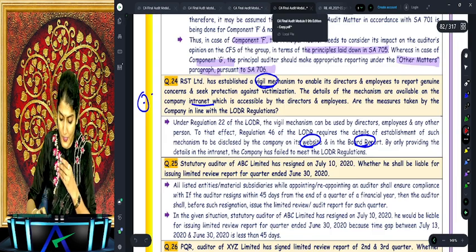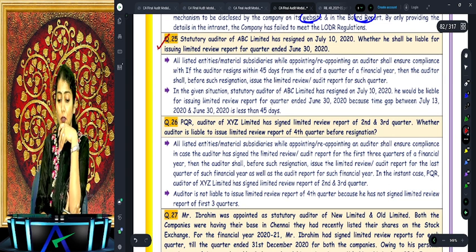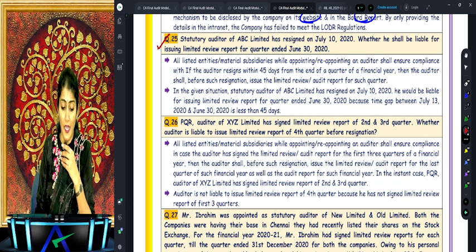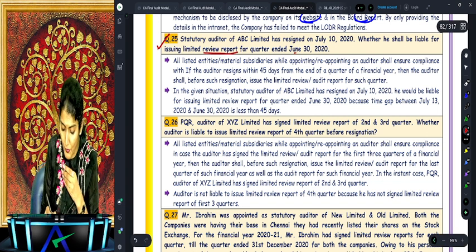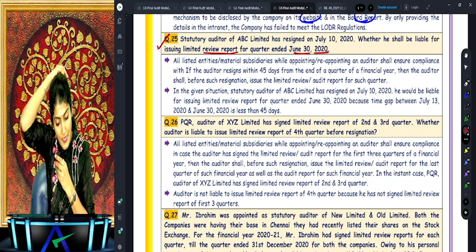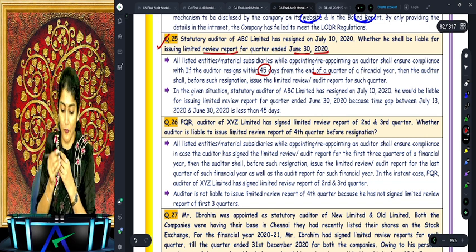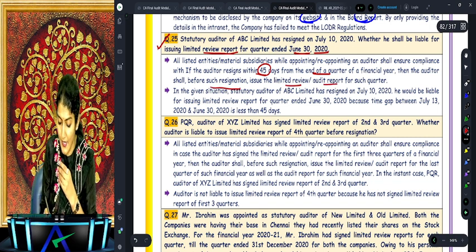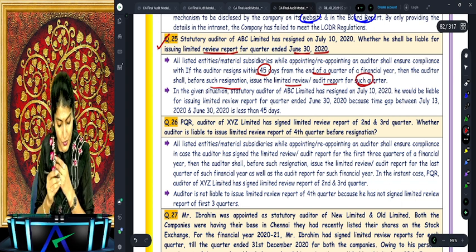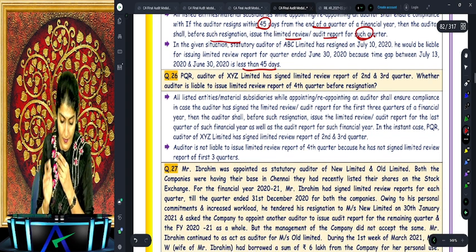So we have a question over here. Statutory auditor of ABC Limited has resigned on 10th of July. Whether he shall be liable for issuing the limited review report for the June quarter? Whether he will be liable? Yes, because he has resigned within 45 days from the end of the quarter. Before such resignation, he has to issue the limited review audit report for such quarter. Are you understanding that? As the resignation is within less than 45 days.